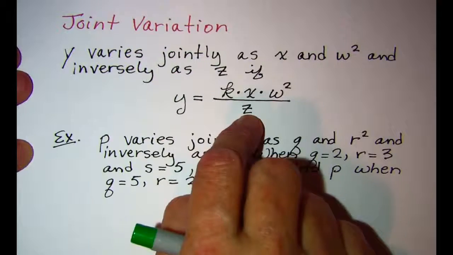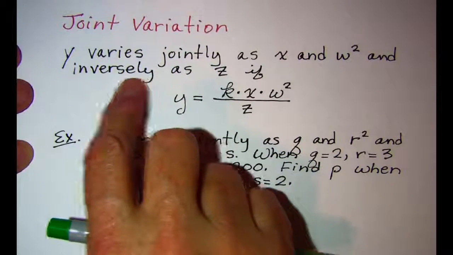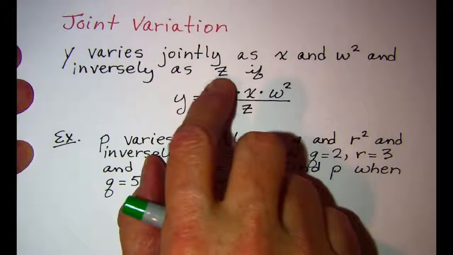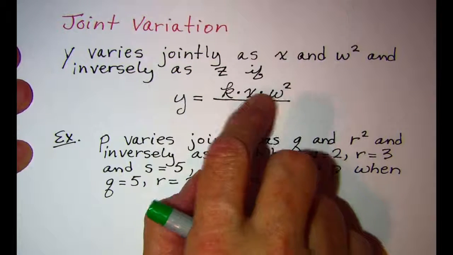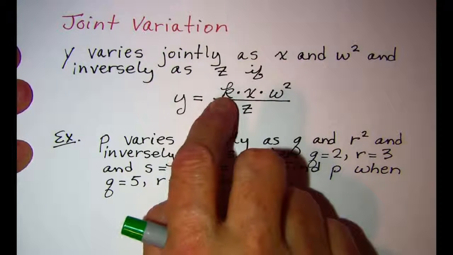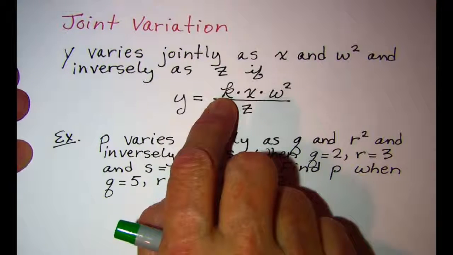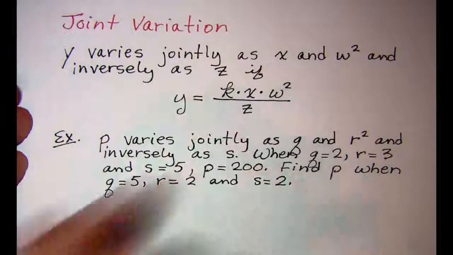Notice that the inversely part indicates that we have to divide by z. Otherwise, everything else is in the numerator multiplied, and we still have that constant of variation that we use, k.